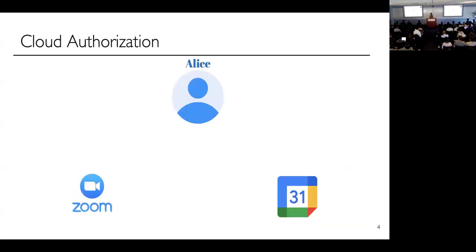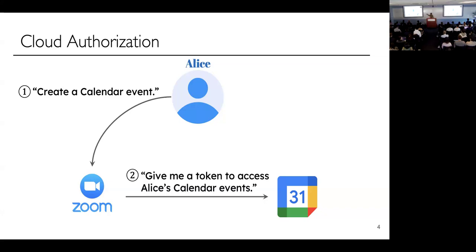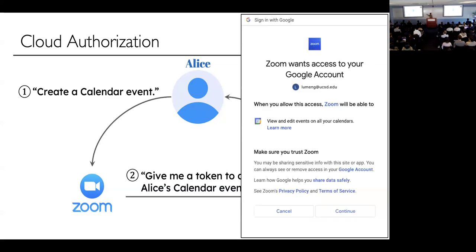The setting is cloud authorization. Here we have Alice, and Alice is going to use Zoom to create a calendar event, because you can create a Zoom meeting, and then Zoom is going to schedule that meeting inside your calendar. So Zoom needs a token or a credential of some kind so that it can go and hit the Google backend for calendar and create an event. Now, obviously, you don't want to give your password to Zoom, so you do this thing called OAuth.